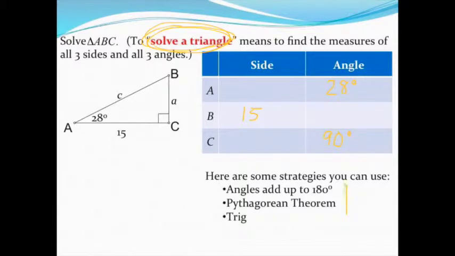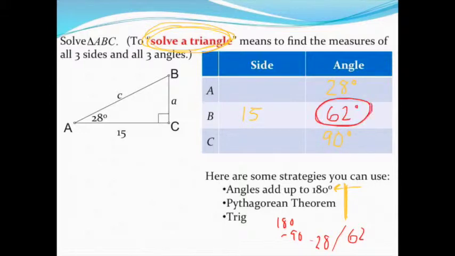Down here I've given you some ideas you can use to help you find what's missing in these triangles. The first thing is, remember that angles in a triangle always add up to 180. So since I know 2 of the angles, I should be able to find the 3rd angle right away. There's 180 degrees total in a triangle. I'm going to subtract off the 90 that I already have, and subtract off the 28 that I already have. What's left over is 62 degrees. There's one of my answers. So, alright, 1 answer down, 2 to go. I like to circle my answer, so there's 62.